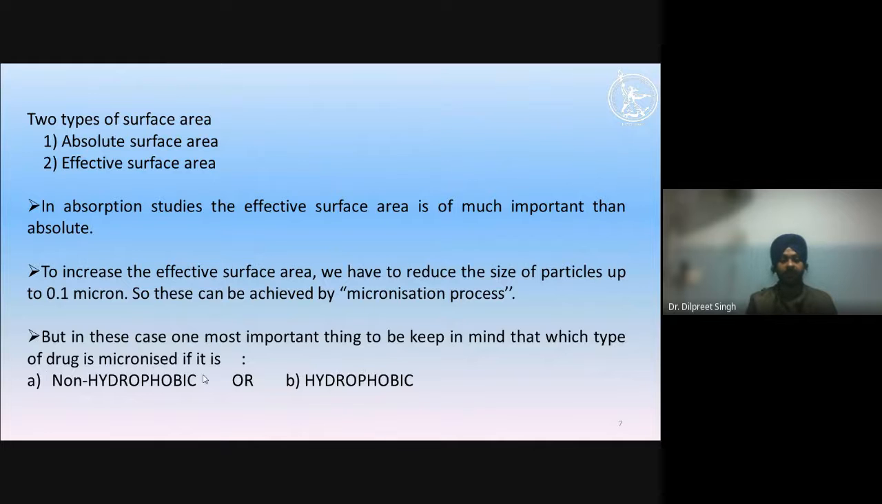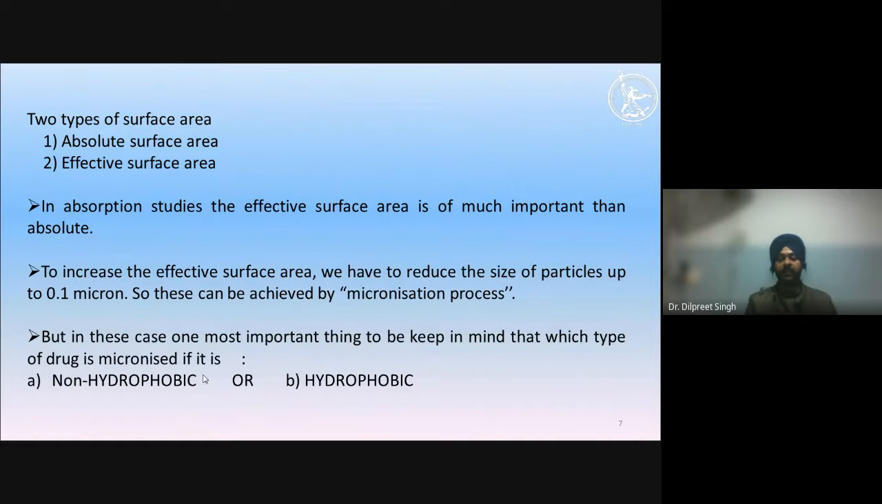Effective surface area is the surface area of a membrane in which the particle is said to be absorbed. So the effective surface area needs to be high. We need a larger effective surface area for promoting the absorption of a poorly soluble drug. So to improve the effective surface area, we have to reduce the particle size up to 0.1 micron, which means the particle size is shifted from the micron to the nano range. So this can be achieved by the micronization process.